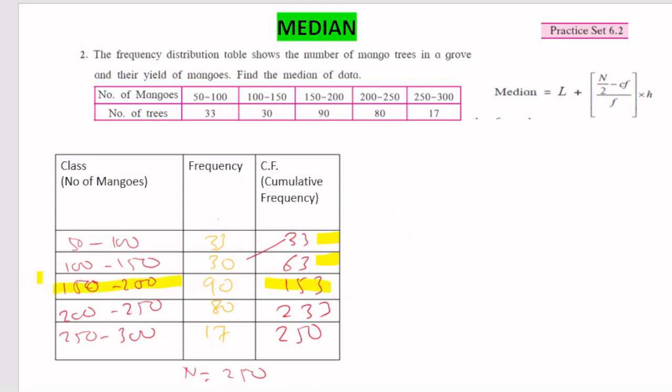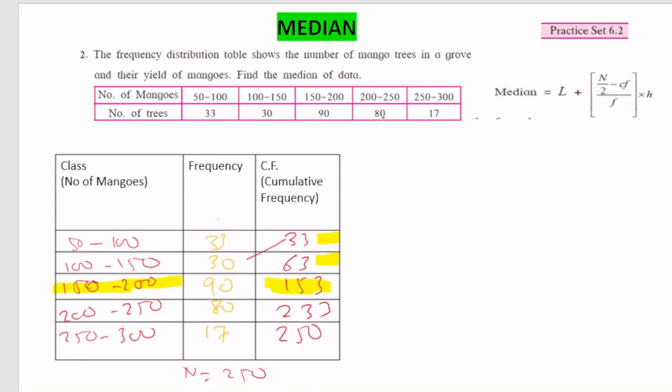So do not go with the class mark. If you go with the class mark, you'll end up like that, it is falling in 100 to 150. No, it will fall in this one as per the cumulative frequency. Let me know if you have any doubt in the comment section. We'll arrange a different session for you, right?